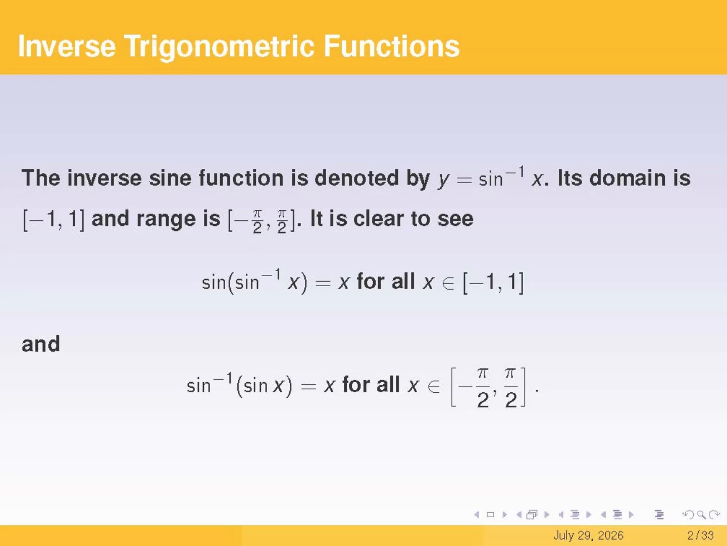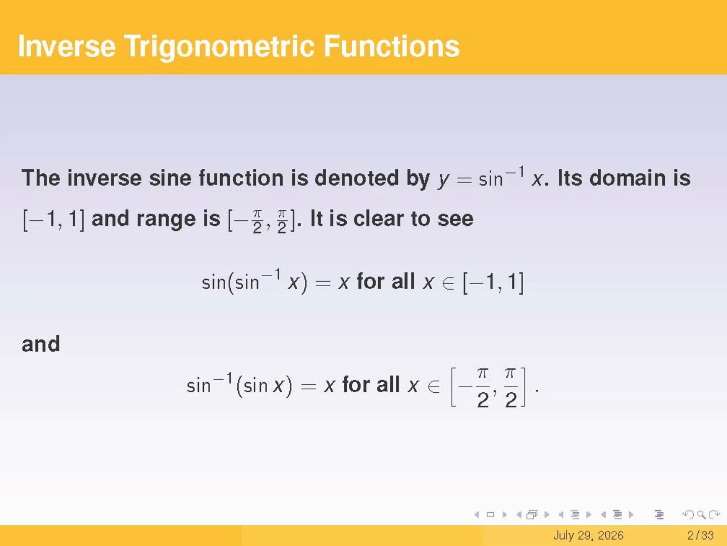Now, the original sine function is not 1-to-1. But if we restrict its domain to the closed interval from negative pi over 2 to pi over 2, the range is still the closed interval from negative 1 to 1. By doing this, the sine function becomes 1-to-1, which means its inverse arc sine actually exists. The domain of arc sine is then the closed interval from negative 1 to 1, and its range is the closed interval from negative pi over 2 to pi over 2.